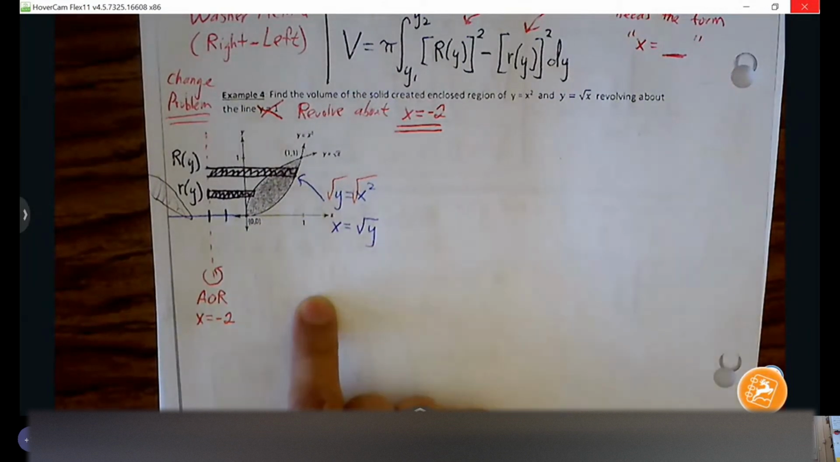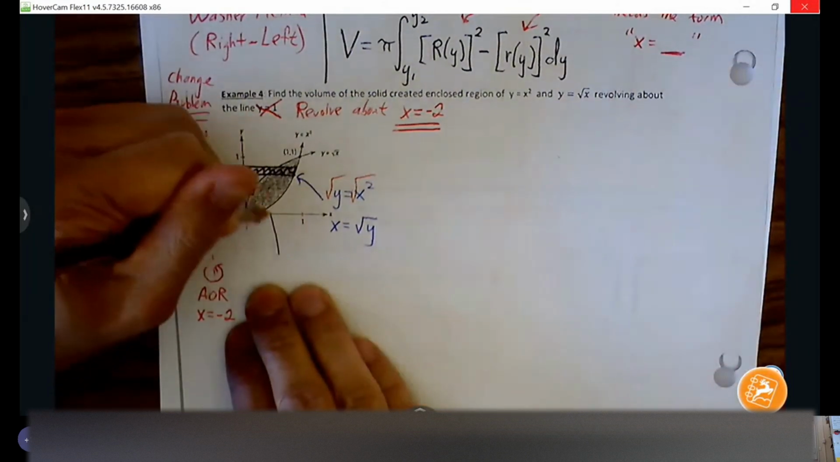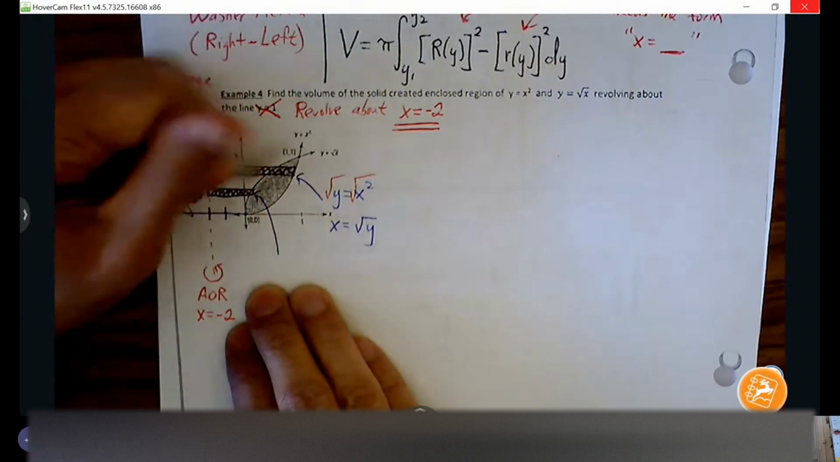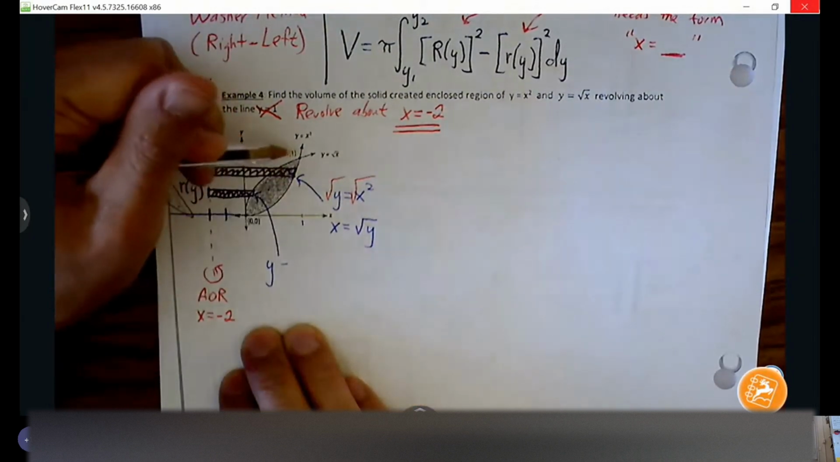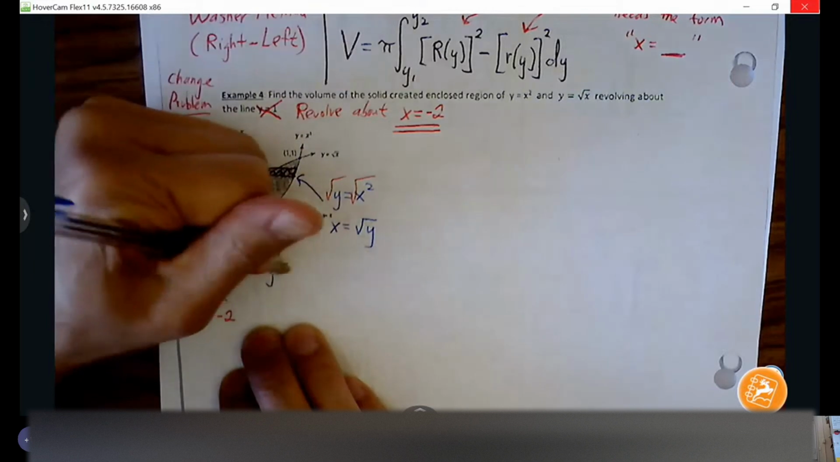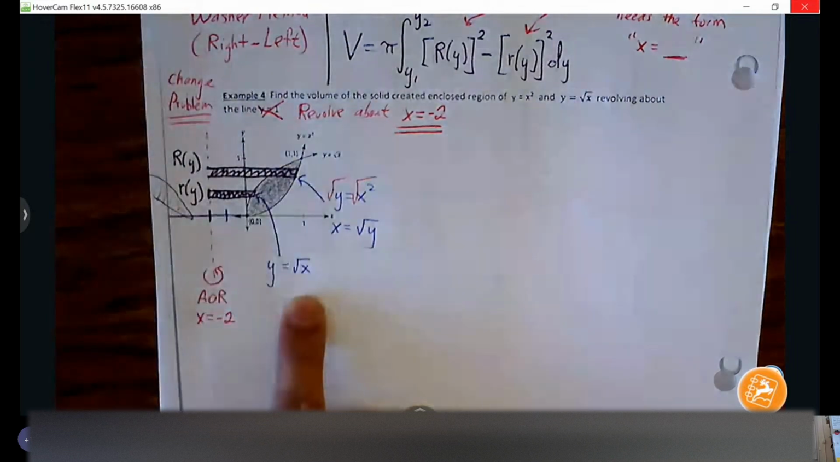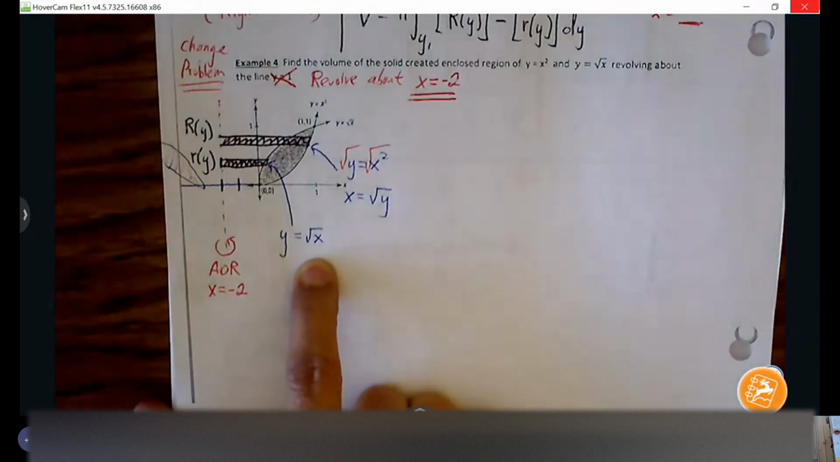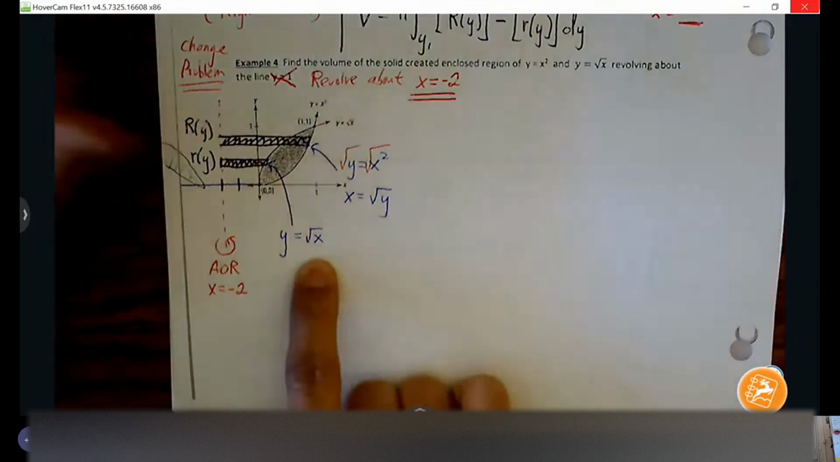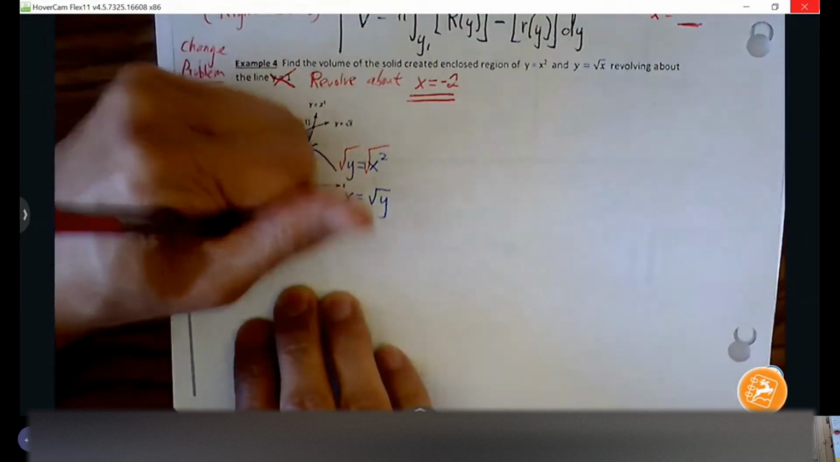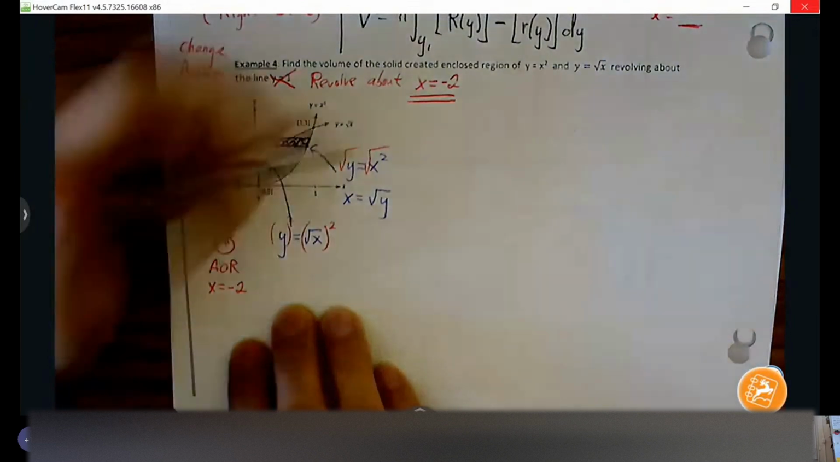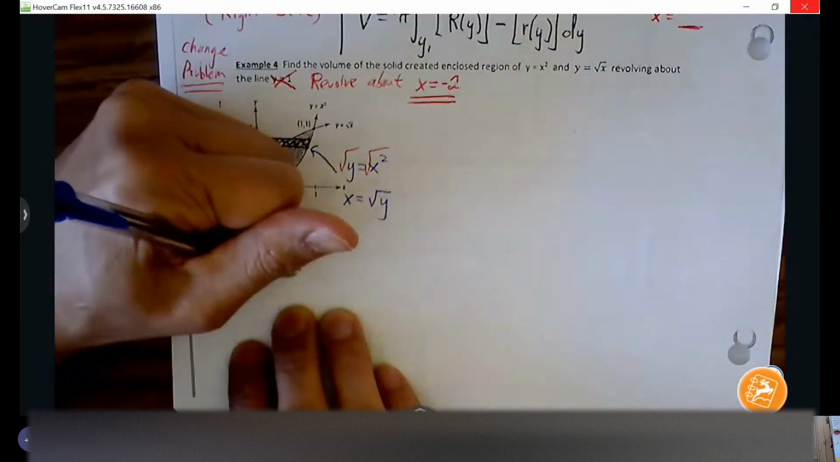Okay. Now, let's point to the other one here. The other one is given to us as y equals square root of x. And how can I solve for x here? Not square root, just, yeah, just square. Got it, yeah, square both sides. Okay, x equals y squared.